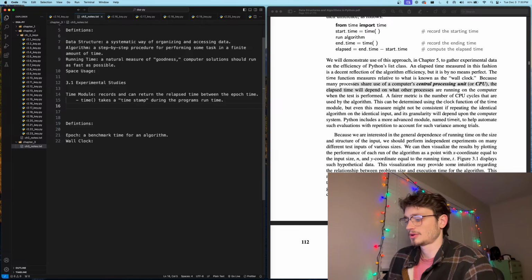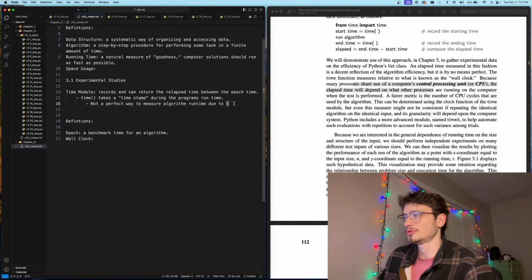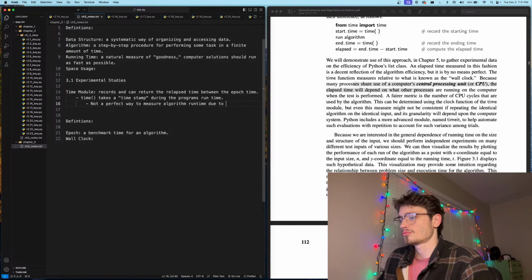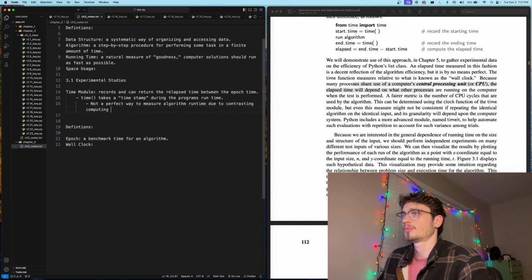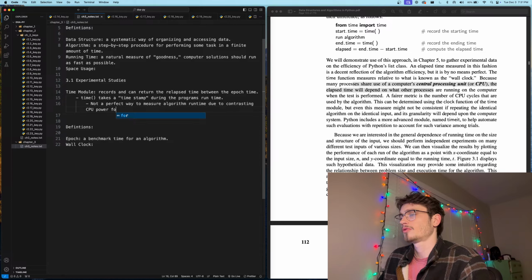Interesting. So let's make a note here for the time module. Not a perfect way to measure algorithm runtime. Is runtime one word or two words? Oh well. Runtime. Let's move this in. Not a perfect way to measure algorithm runtime due to contrasting CPU power for other background applications on the computer.